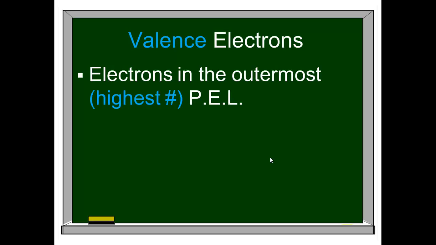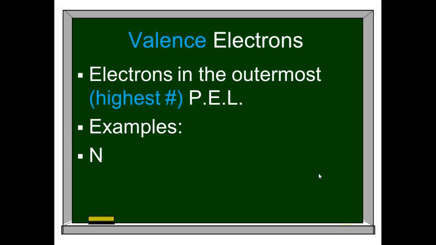And it's not too difficult to figure out how many valence electrons there are. It's basically just counting off of an electron configuration. You just have to know what to count. So electrons that are located in the highest or the outermost principal energy level are the valence electrons. So we're just going to look at some examples. Let's do the electron configuration for nitrogen. Find your periodic table. Nitrogen has 7 electrons.